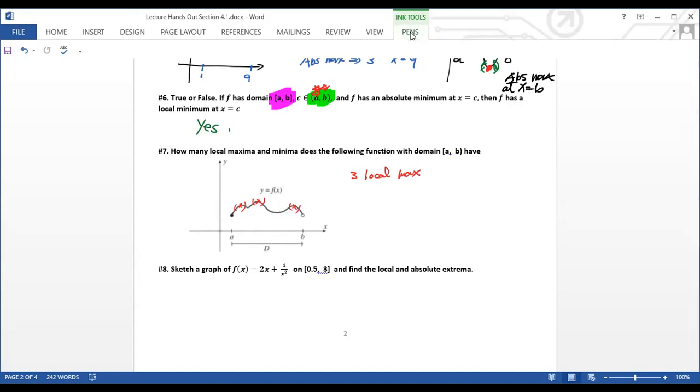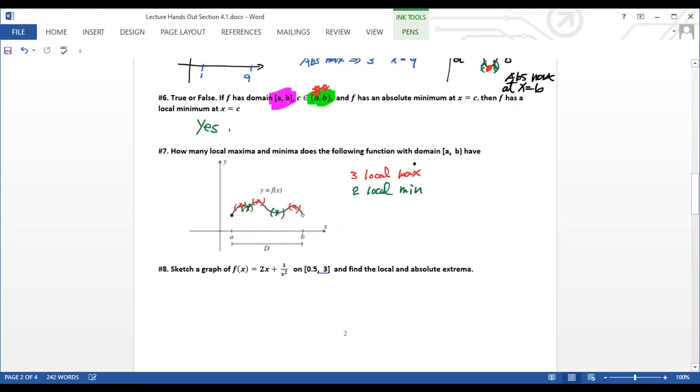Now let's take a look. Where is my local minima? Oh, here I have a dip, and I have a dip here. So in here and in here. Do I have one in B? No, because this is open, and also I cannot find an interval at the end point. So how many here? I have 2 local minima.